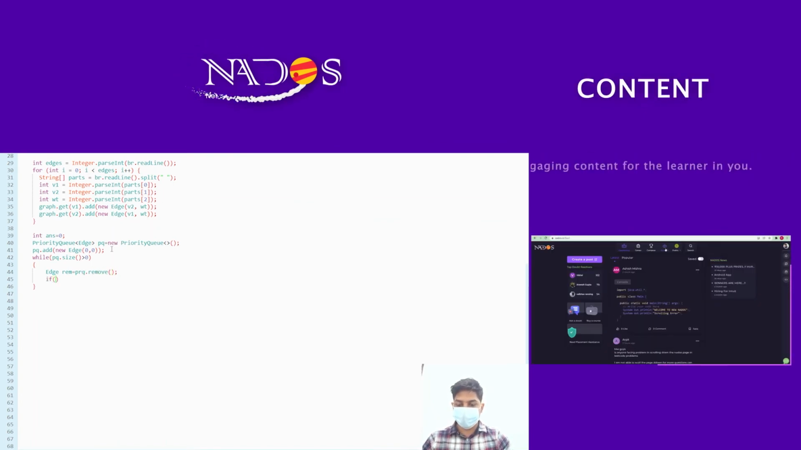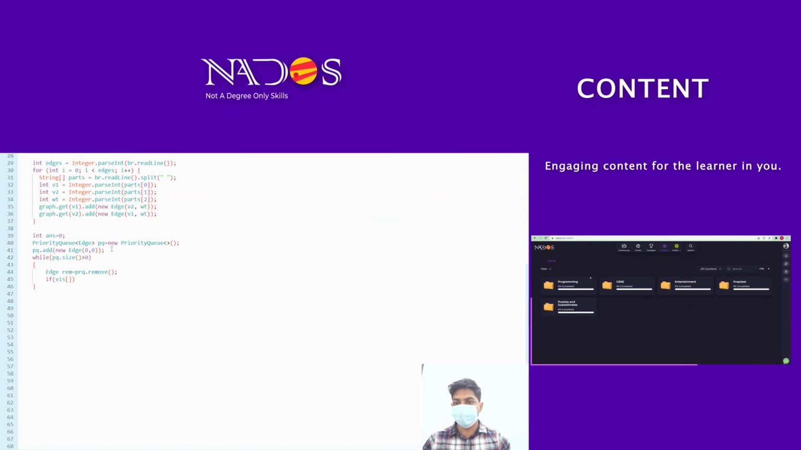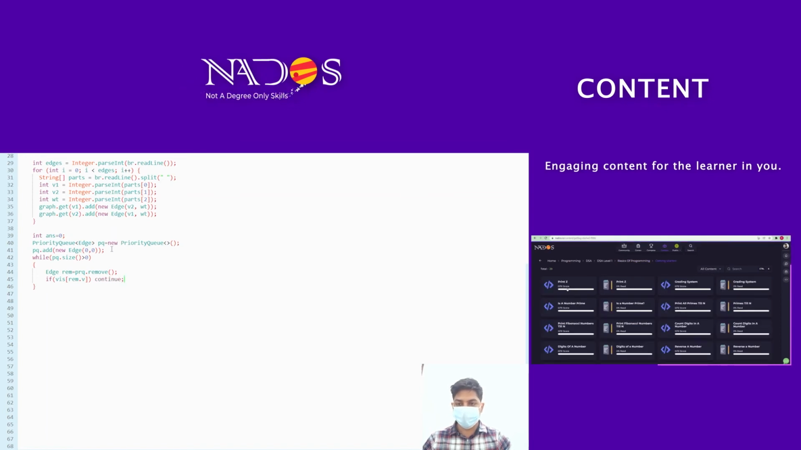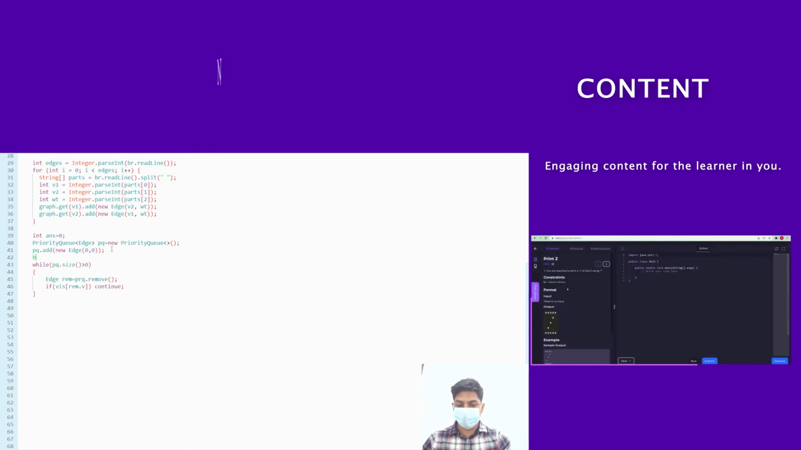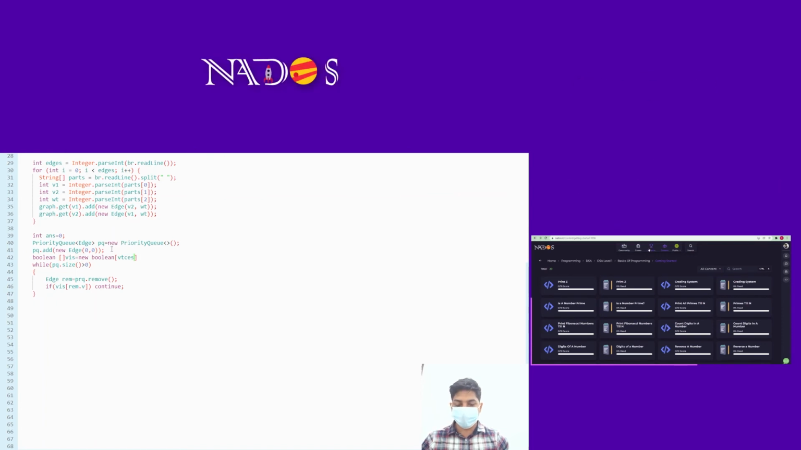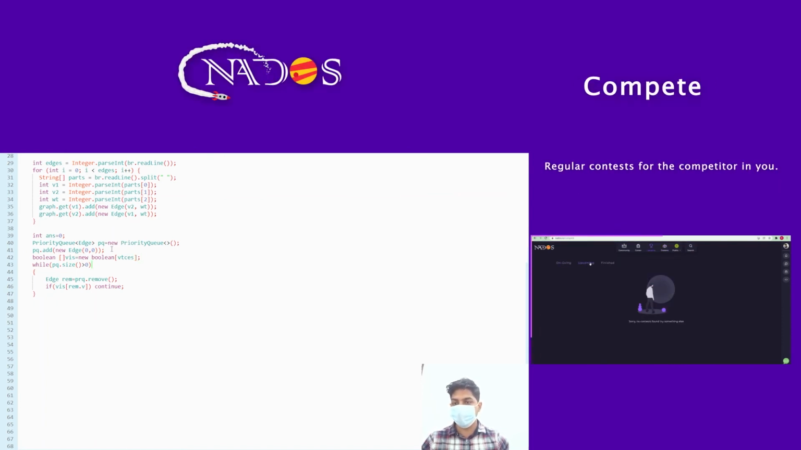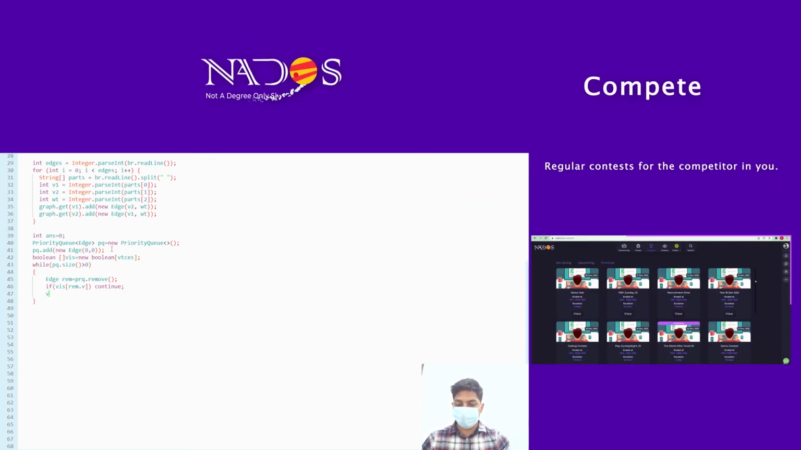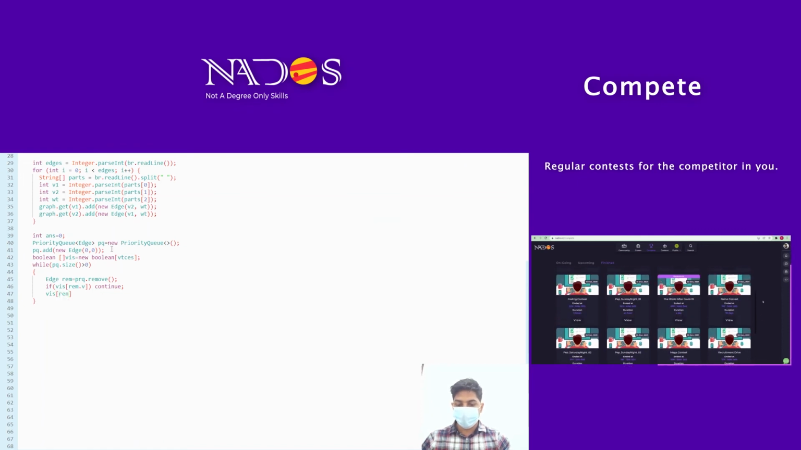After that we will check if it is already visited or not. So if this removed element dot v is visited, then we will simply skip it. For that we will need to make a visited array. So let's make a boolean array visited equals new boolean of vertices, where vertices is the total number of nodes in the graph.